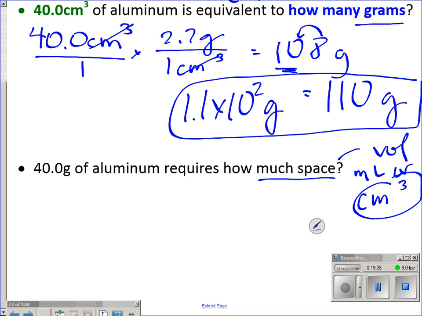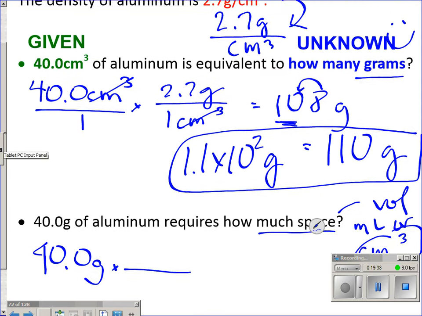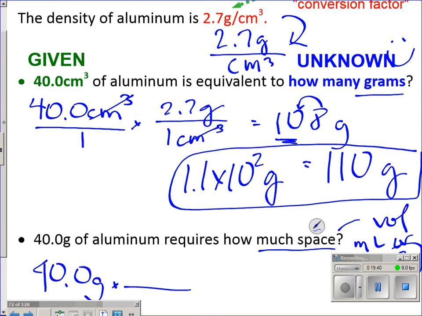So start with your 40.0. We're going to start with our 40.0 grams of aluminum. Now, this conversion factor that we have way up high, I wrote it like this: 2.7 grams per centimeter cubed. Now, a conversion factor is an equivalency. You can do whatever you want with it. You can keep it just like this, or you can flip the numerator and denominator. It is a tool to use for conversions.